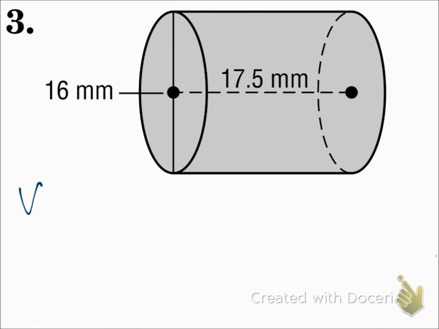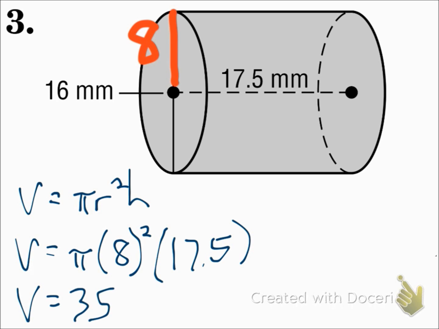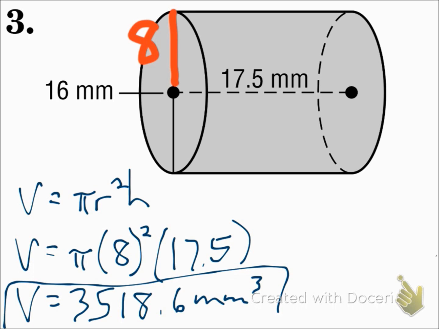Here we have a cylinder. The volume of a cylinder has the formula pi r squared h. Well, the radius of the cylinder is half of the diameter. We know the diameter is 16, so the radius must be 8. And the height of the cylinder is the distance between the bases, which is 17.5. So the total volume of 3,518.6, and that will be millimeters cubed. So take half of the diameter to get the radius and substitute everything in.